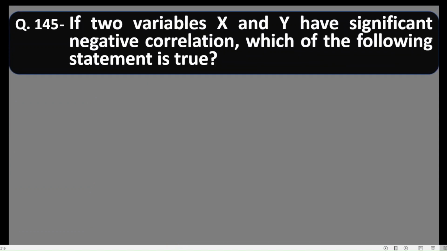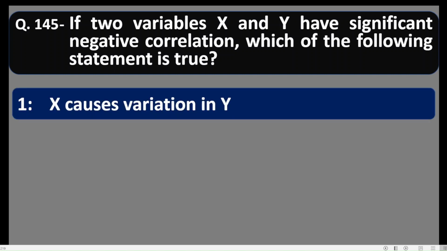Question number 145. If two variables x and y have significant negative correlation, which of the following statement is true? Two variables x and y have significant negative correlation. Let us see which statement is true. X causes variation in y. We can't say which is dependent variable only. The negative correlation is there.